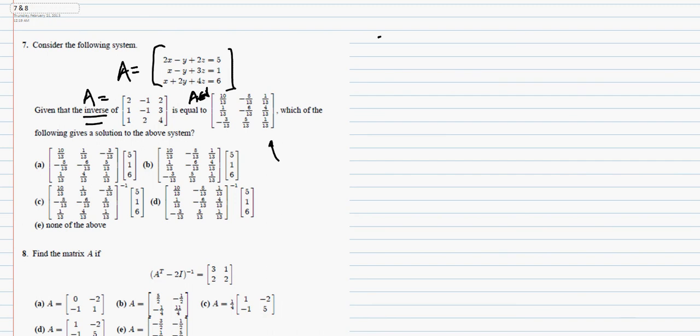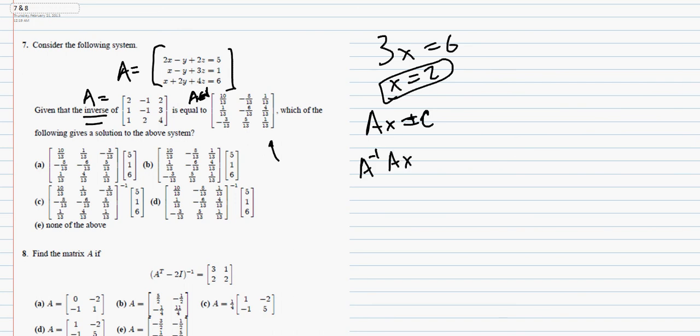far, far away, we had something like 3x equals 6, and we would divide both sides by 3, and we would get x equals 2, right? And this would give us the solution. But when we're working with matrices, we can't divide things out, but we can take the inverse of things. So if we say Ax equals C, instead of dividing out A, we can multiply both sides by A inverse.